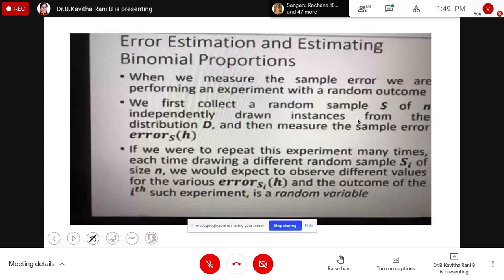When we measure the sample error, we are performing an experiment with a random outcome. Once we pick one random sample, we get an output. Next time we take another random sample and get another output. So the sample error may differ from the first sample to the next sample. That is what we are measuring here.